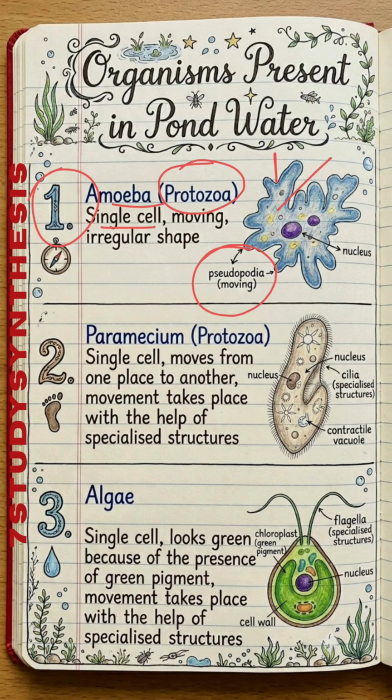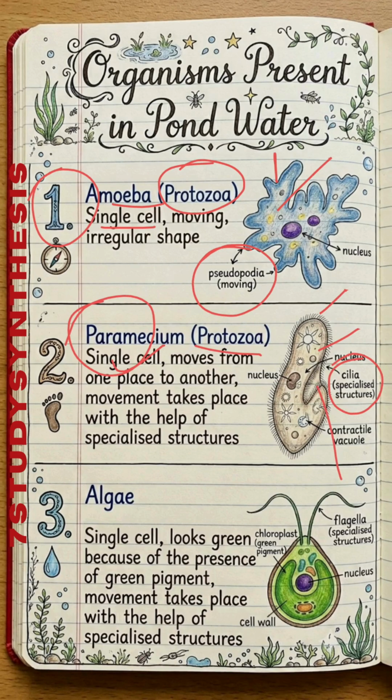ठीक है. Second organism is paramecium. It is again a protozoan, unicellular है. It moves from one place to another with the help of specialized structures called cilia. ये hair-like structure है. लेबलिंग में nucleus, cilia, then contractile vacuole. Animal cell है तो outermost is the cell membrane, then cytoplasm can also be labeled.